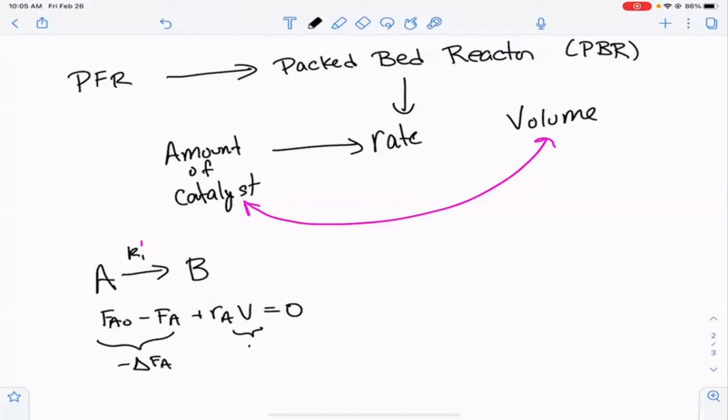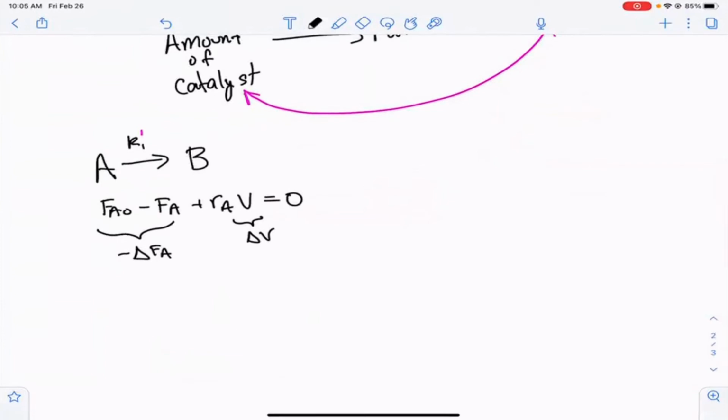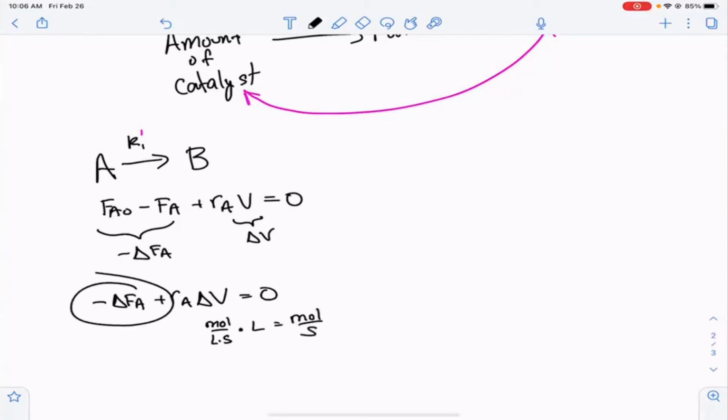And we knew that this was really the effective volume that we had passed through as the reaction occurred, right? And so we ended up with an expression that minus delta FA plus RA times delta V equaled 0, okay? And now, if we think about this in terms of the units, remember our reaction rate is moles per liter times seconds. The change in the volume was liters, right? So we like to have moles per second, and that matches exactly what we would like there, okay?